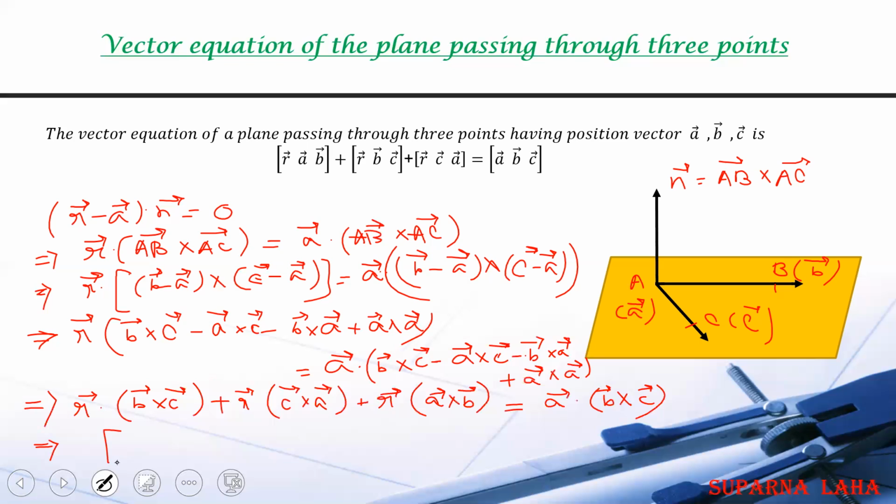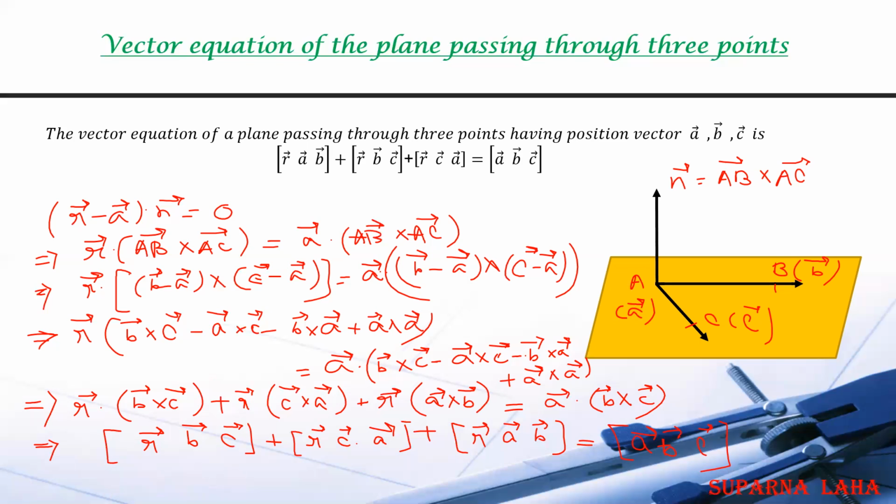So this thing we can write in the third bracket R dot B cross C plus R dot C cross A, and then R dot A cross B is equals to A dot B cross C. So hence we established the equation of the plane passing through 3 points. Okay.